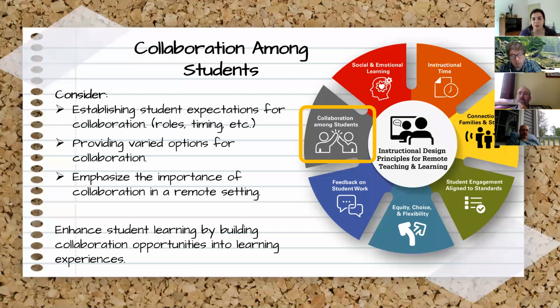So collaboration among students, this plays into that last piece about peer feedback that I was talking about. Establishing student expectations for collaboration is like the golden ticket to having success with group work, with any type of collaboration. You want to let them know what is expected of them, what their roles are.